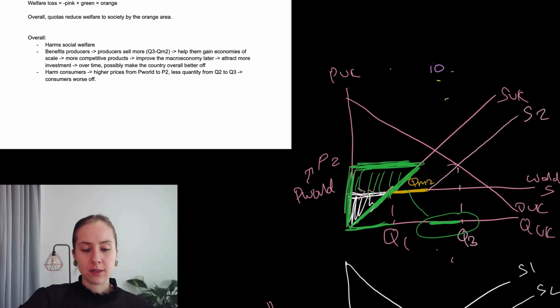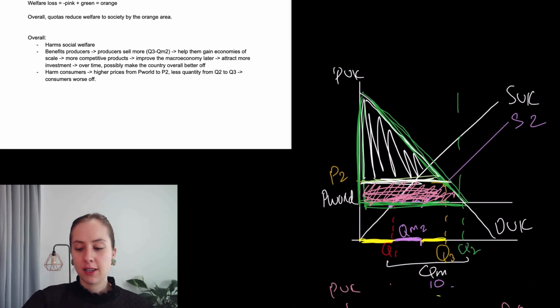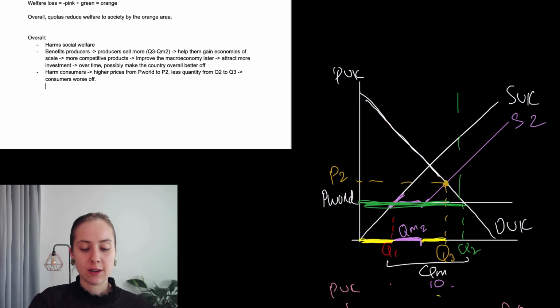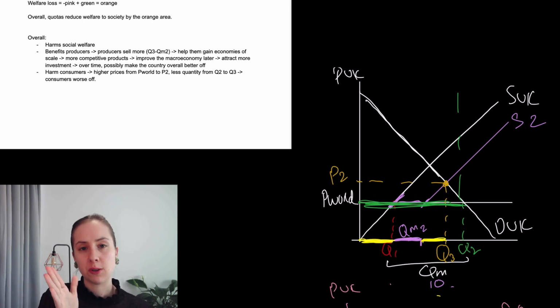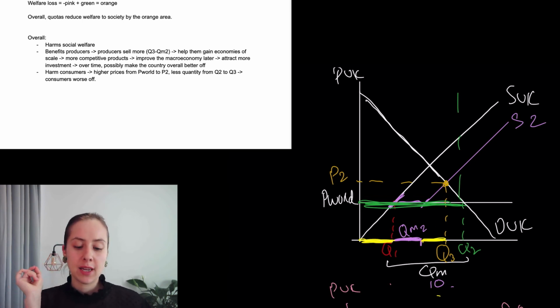So I hope you found that useful. Overall, your quota graph is, I guess, this one. You don't have to draw all the welfare losses all the time. But be sure to show that supply curve shifting out because you've added on the quota. So supply will always be UK supply plus quota supply. And remember that leads to a higher price, lower quantity, bad for consumers, good for producers. You'll have to think if that overall leads to an improvement in the macro economy or not.